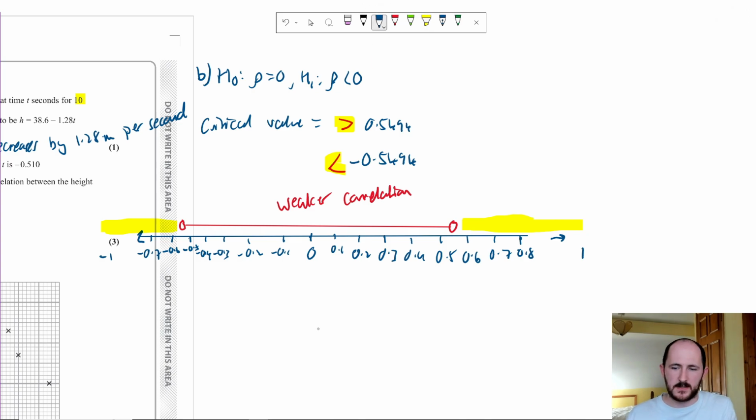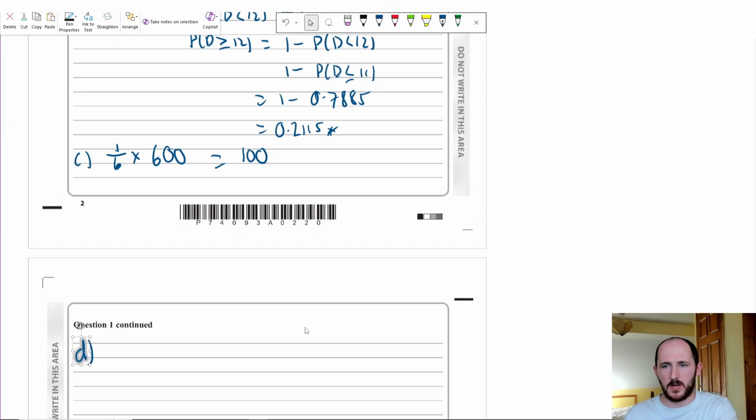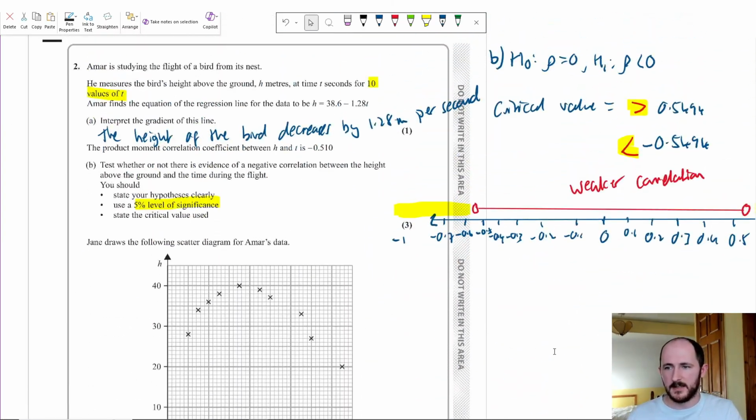Either one of those. It can't be both, because obviously correlation can either be positive, negative, or nothing. It can't be both at the same time.